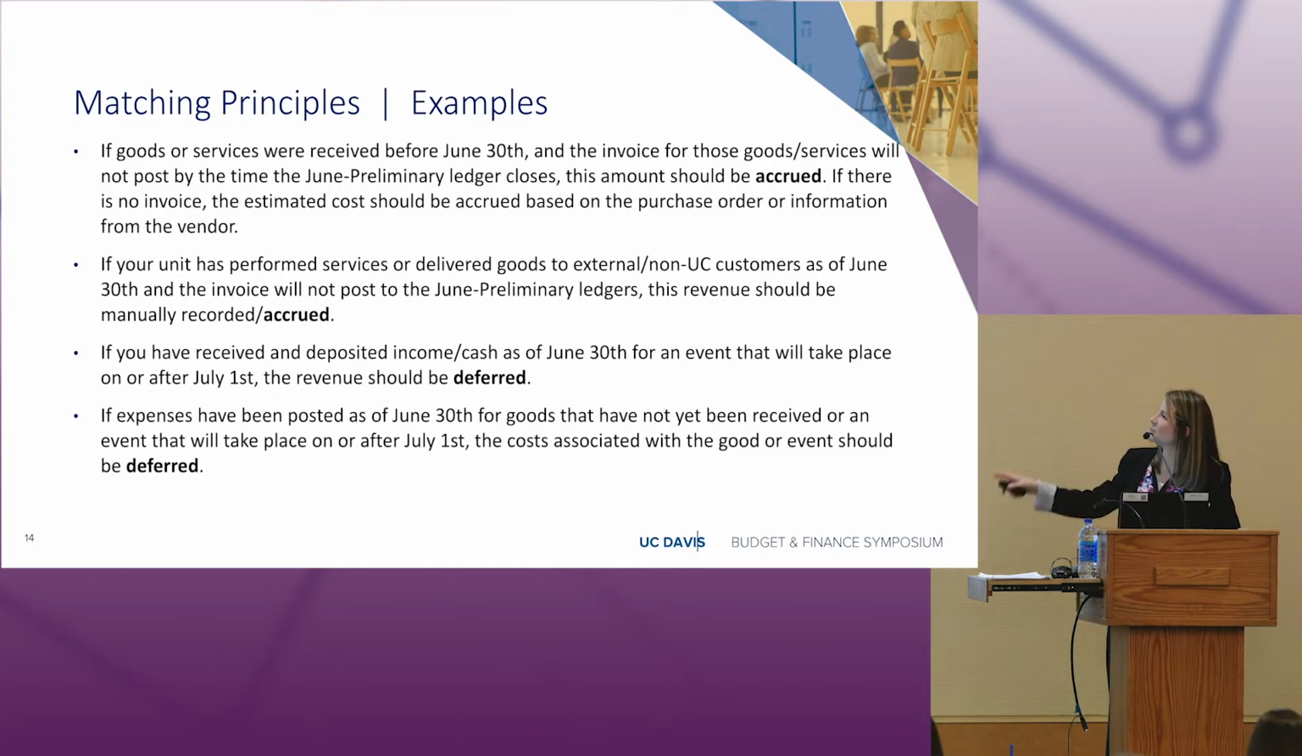If expenses have been posted as of June 30 for goods that were received, but the event will take place later. So say you have an event that you're throwing on campus, you've rented a bunch of tents. You cut some checks but that event doesn't happen until July or August. Those expenses need to be deferred until the next period when that event actually happens, because we won't collect revenue and those expenses won't be matching with the related revenue until the next following fiscal year. Does that make sense? Hopefully those are relevant examples that people would connect with.